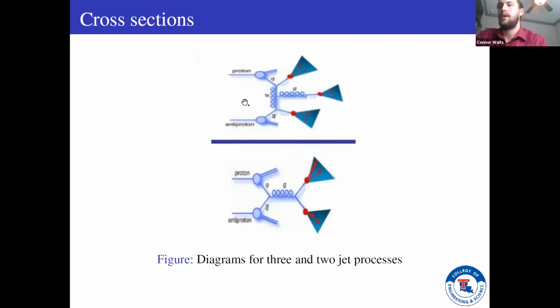So we have diagrams for a 3-jet and a 2-jet process. We call this a 3-jet process because the strong coupling constant, which is a parameter that characterizes the strength of the strong force, which is the force that's holding protons together and is the force of this interaction, alpha sub s, acts at this vertex, at this vertex, and at this vertex 3 times to produce 3 different jets that we detect. This is a 2-jet process because alpha sub s acts once here and once here to produce these 2 jets.